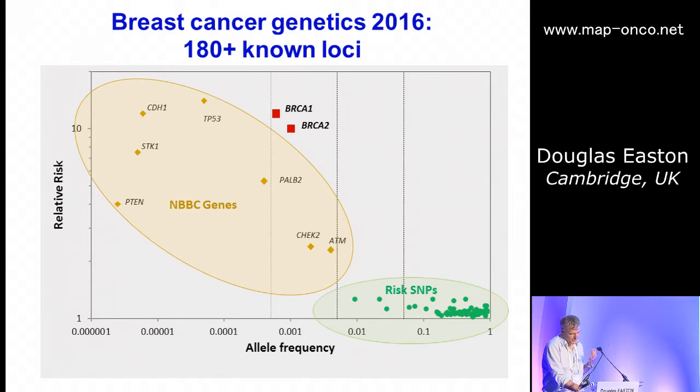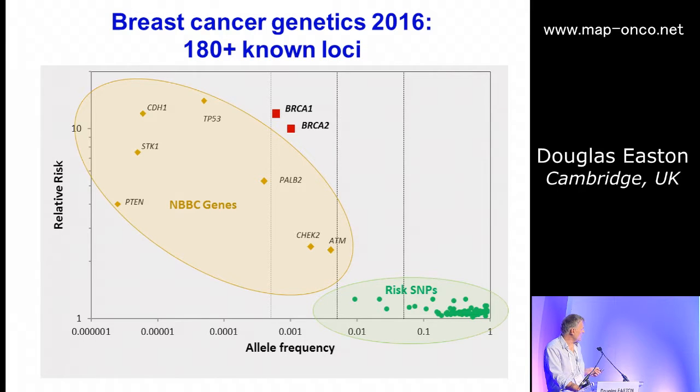And so you can summarize what we know about genetics on a graph like this, where the x-axis is frequency and the y-axis is risk. And there are sort of three main categories, really. Up here are the two genes that most of you will have heard of, I hope, BRCA1 and BRCA2. They're the most important clinically, been known about for 20 years.